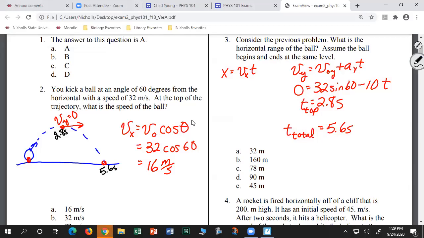So now I can say x is equal to Vx times t, which is 16 times 5.6, which is 90 meters.